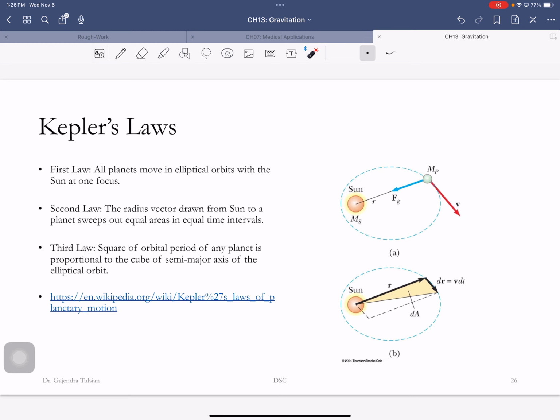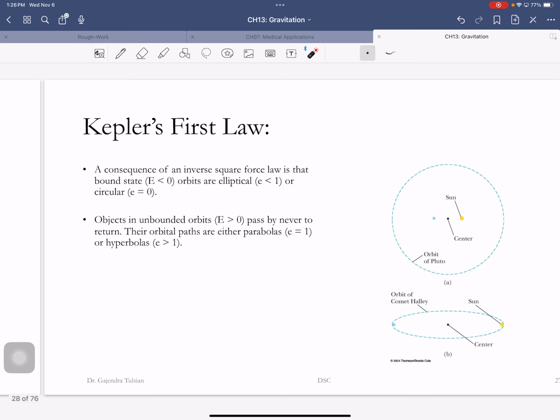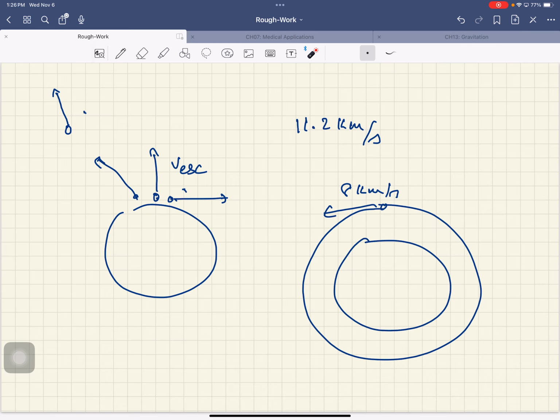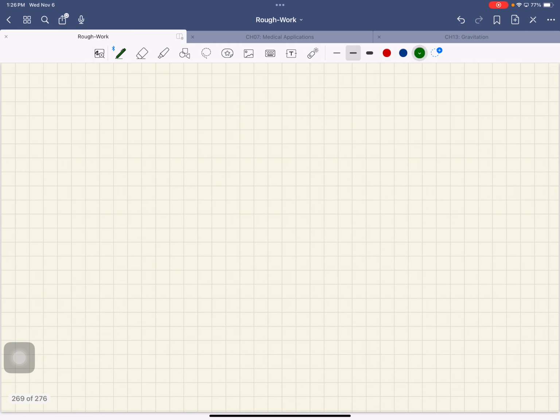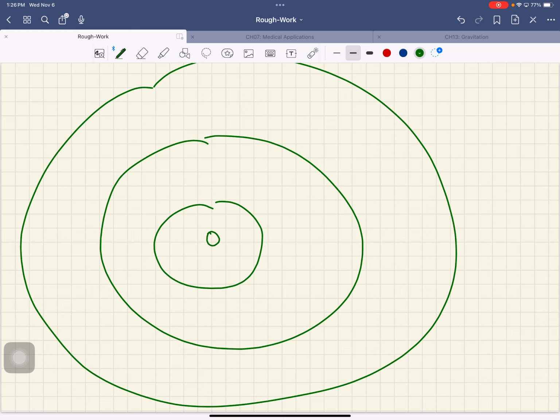Yeah, so the third law says the square of the orbital period of any planet is proportional to the cube of the semi-major axis of the elliptical orbit. Okay, we'll keep it simple. What Mr. Kepler realized was the following.